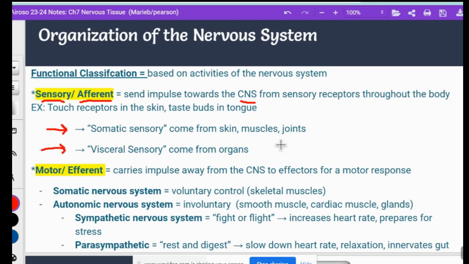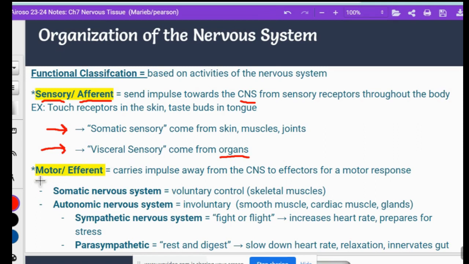Then you have your visceral sensory. If you remember from our last unit, the visceral pericardium was the serous membrane that was the deepest, the closest to the heart. Whenever you hear the word visceral or viscera, it usually deals with your organs or deep within your body. If someone said you had a very visceral reaction to that, it means it was a gut reaction. It wasn't something you really thought out. It came from deep within.